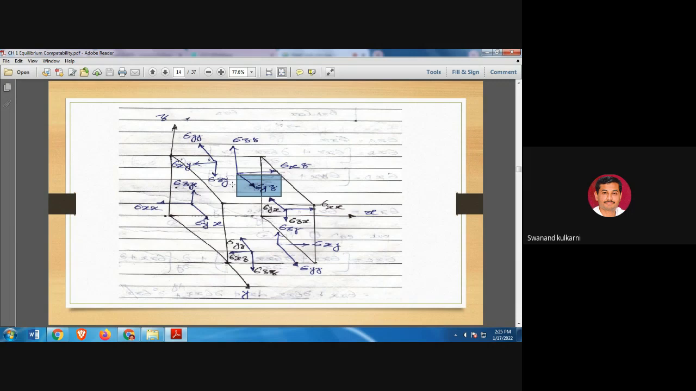Bharti Sawant is giving the answer as yes. Others, are you getting or not?